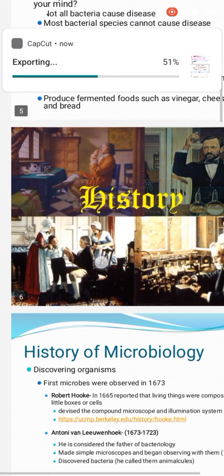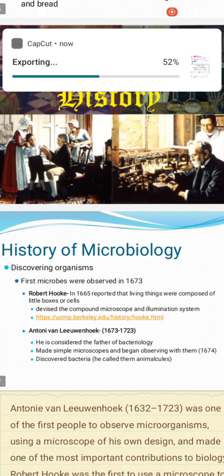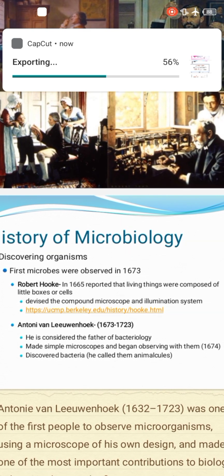Now, the history of microorganisms. The history tells us about the discovery of microorganisms. It was observed in the 17th century, in 1673, that microbes were discovered by Robert Hooke. It is reported that living things were composed of little boxes of cells and they can be seen with devices such as the microscope and illumination system. Illumination means light system. The light system was invented along with the simple microscopes.